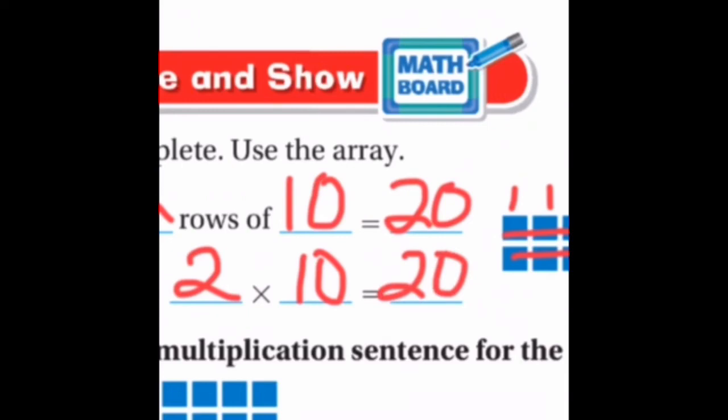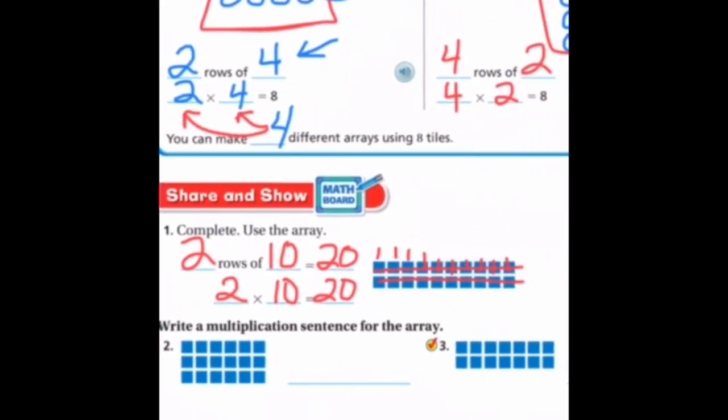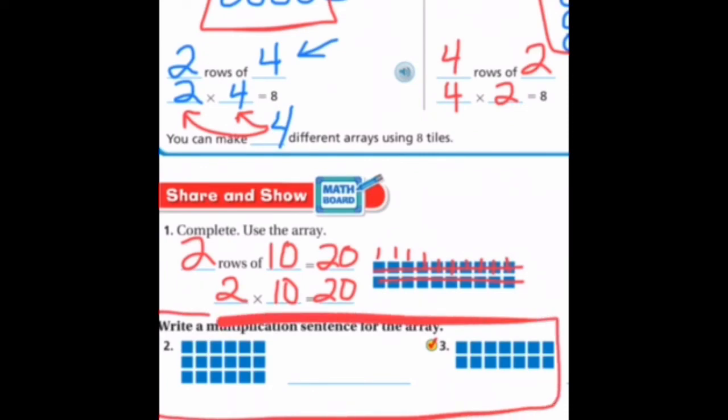All right. Please do 2 and 3 here in show and share on your own. When you're done, bring it to me. I'll check it, and then you can move on to your assignment. Use the strategies we've talked about with arrays. If you need to look back at these 2 pages, please do that to help you out on your assignment.